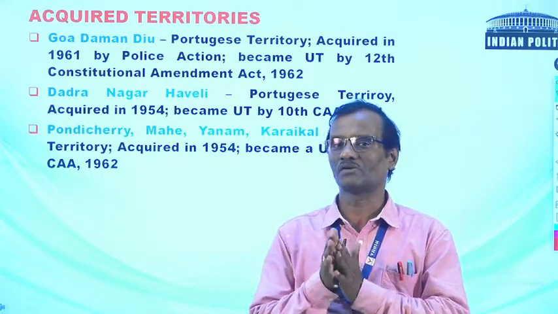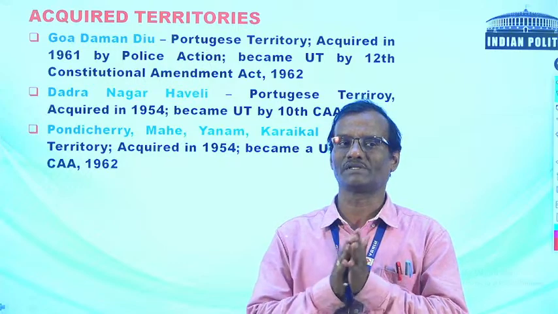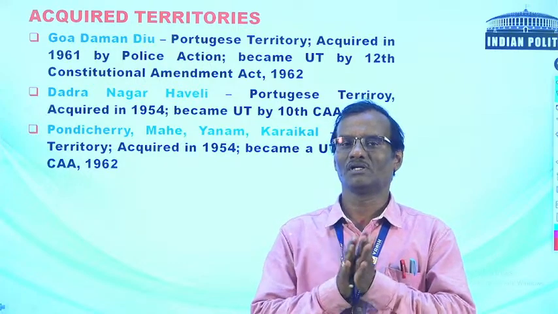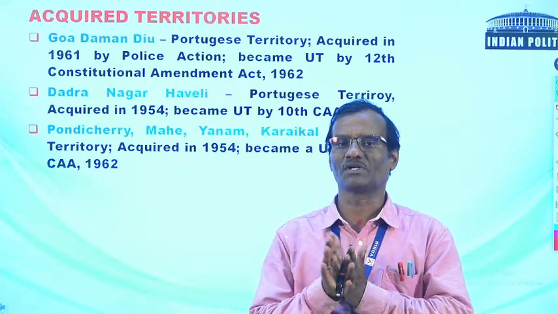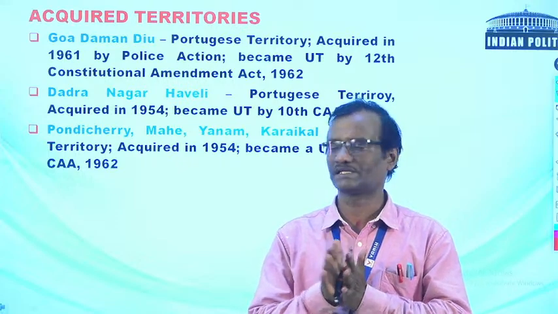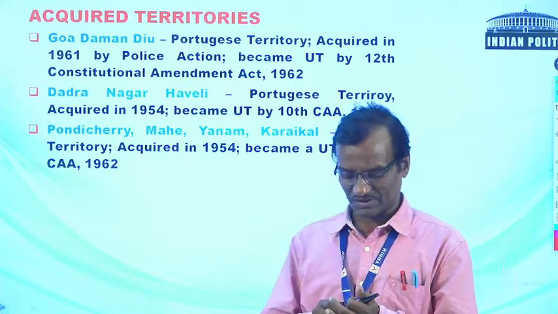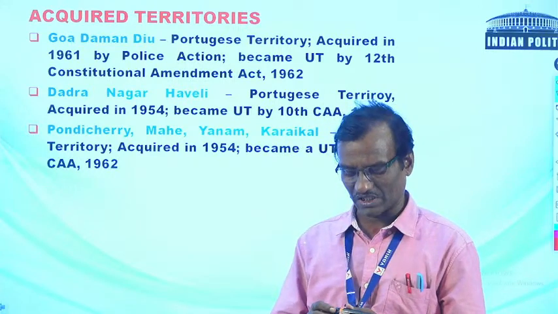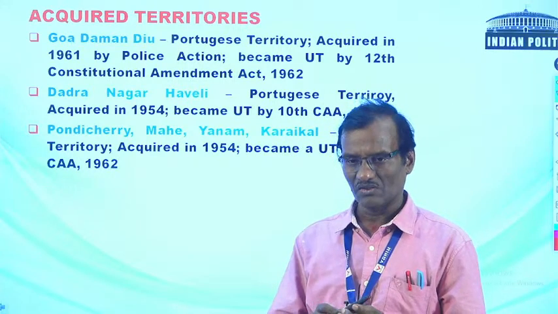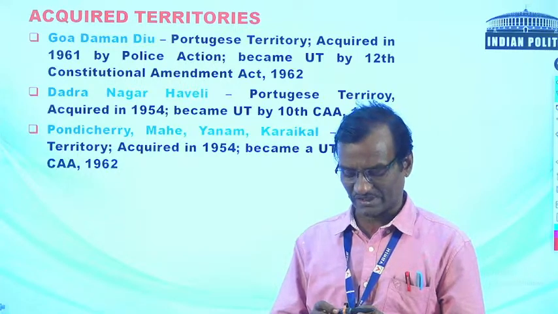And after the merger of the 2 union territories, the existing number of union territories has remained at 8. So today we have 8 union territories. Okay, we shall take a brief look at the things in the next class.